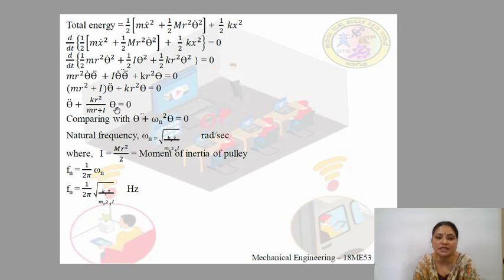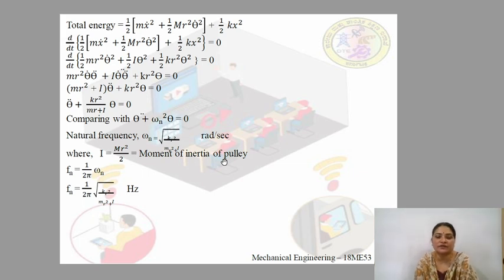Now, comparing this equation with the equation of simple harmonic motion, that is theta double dot plus omega n square theta is equal to 0, we can write the natural frequency of the system. The natural frequency is given by omega n is equal to square root of k r square divided by m r square plus I, in radians per second. Here I represents m r square by 2, which is nothing but the moment of inertia of the pulley.